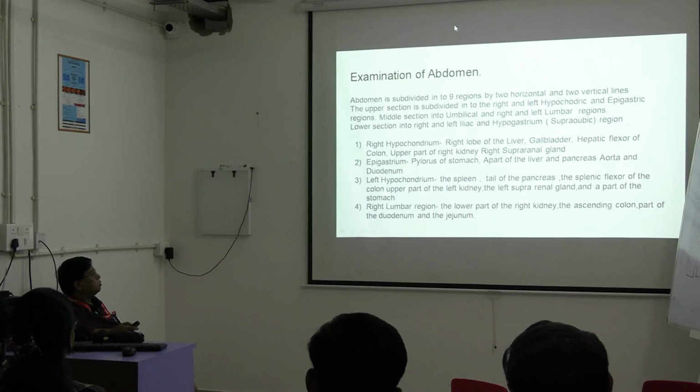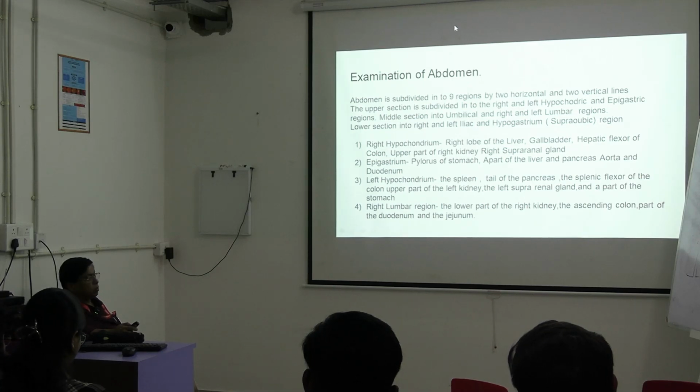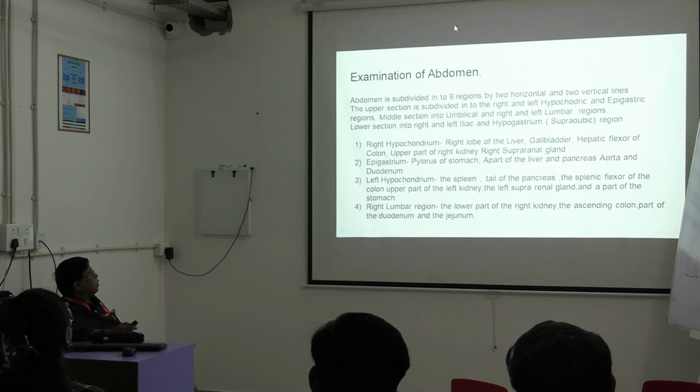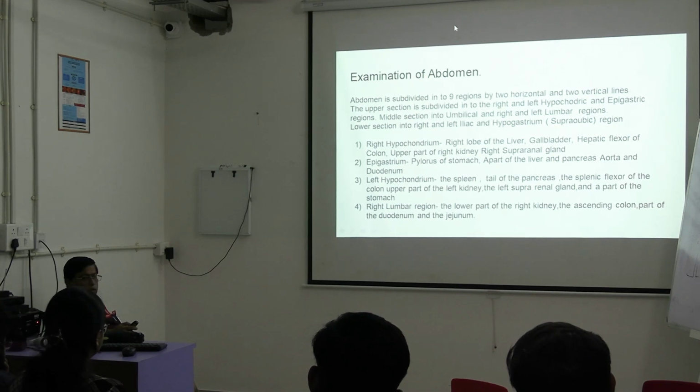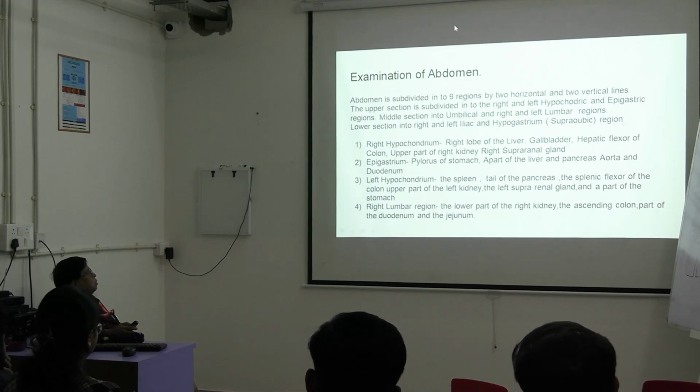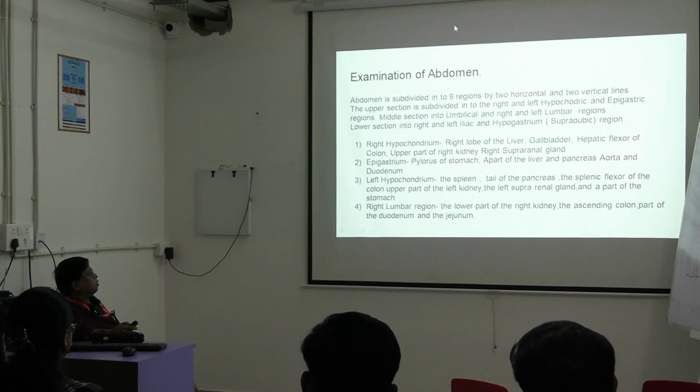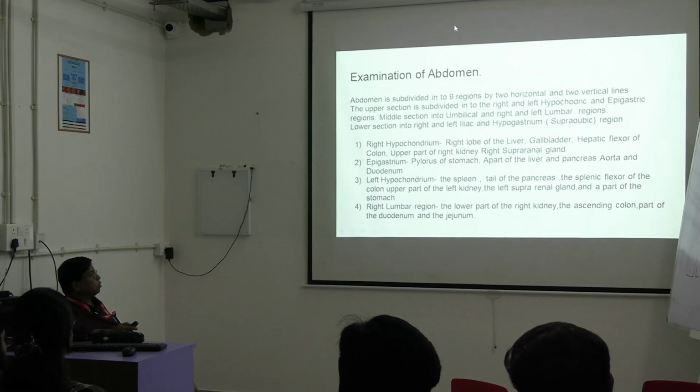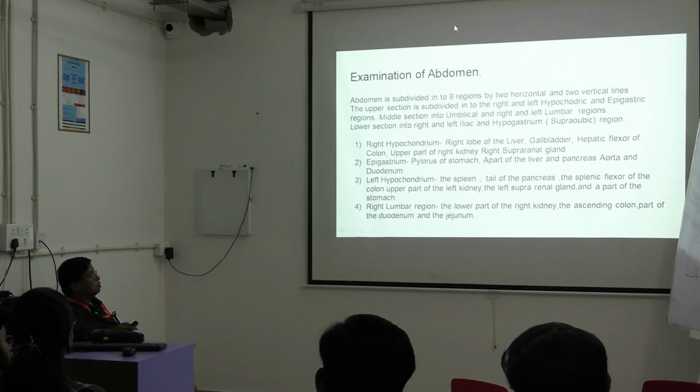The right hypochondrium, you all know, contains the right lobe of the liver. And what are the other contents? The gallbladder, which is important, and the hepatic flexure of the colon, also called the right flexure. The upper part of the right kidney and the right suprarenal gland are also part of the content. These all make up the organs in the right hypochondrium.